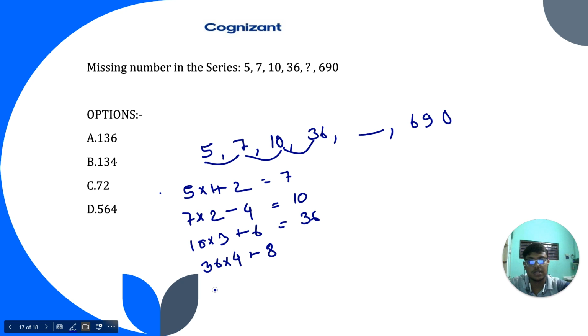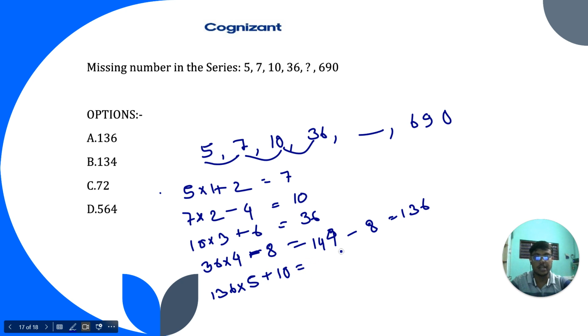And after that, what would be the answer from this? Let's calculate. 36 into 4: 6 fours are 24, 2 in hand, 4 threes are 12, 14, 144. This is minus, not plus. Minus 8, that is equal to 136. So the next term should be 136 into 5 plus 10. If that becomes equal to 690, that means our logic is correct.